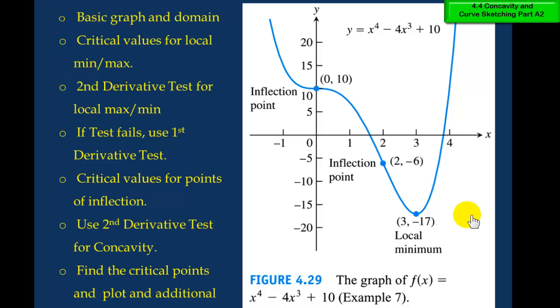Again, just to remind you, to find the critical points, you plug the critical values into the original function y. Do not plug it back into the first derivative or second derivative. You plug it back into the original function.